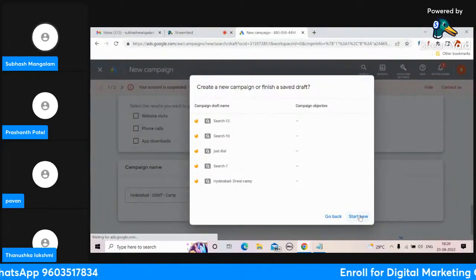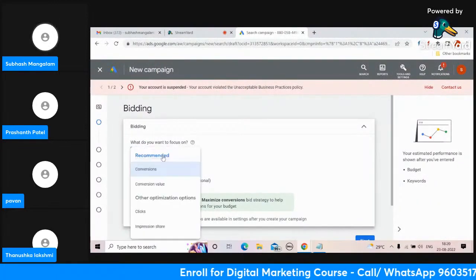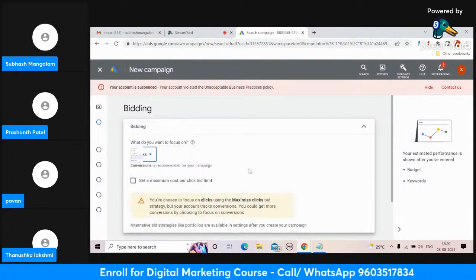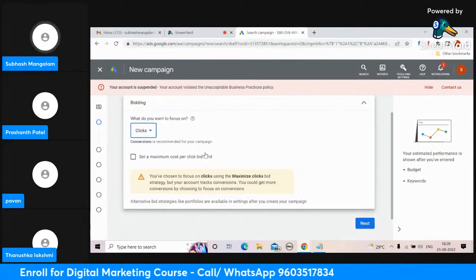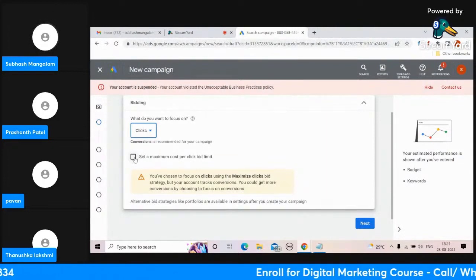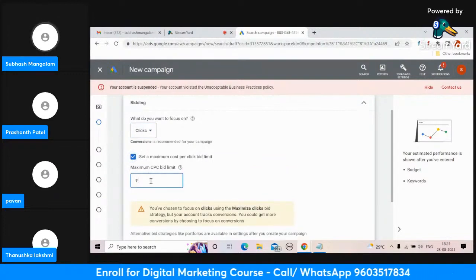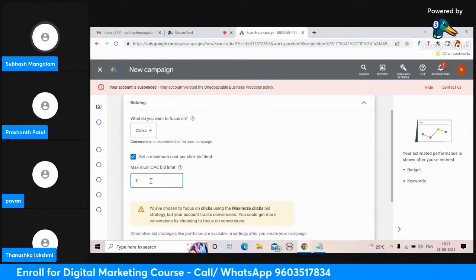New campaign I'm starting. So what do you want to focus on? I want to focus on clicks. We discussed already, it's automatic bidding. Previously there was manual bidding and automatic bidding. Nowadays Google automatically takes the automatic bidding. So if it is automatic bidding, you should mention the maximum you want to pay.